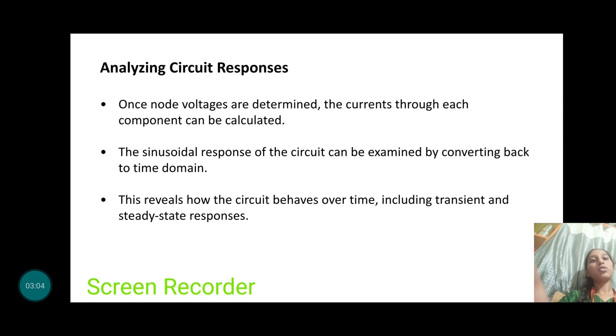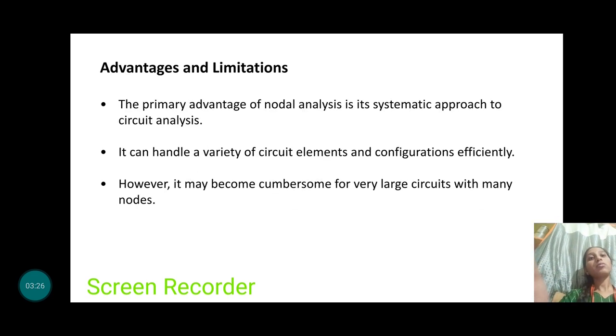Analyzing circuit responses. Once node voltages are determined, the current through each component can be calculated. The sinusoidal response of the circuit can be examined by converting back to the time domain. This reveals how the circuit behaves over time, including transient and steady state responses.